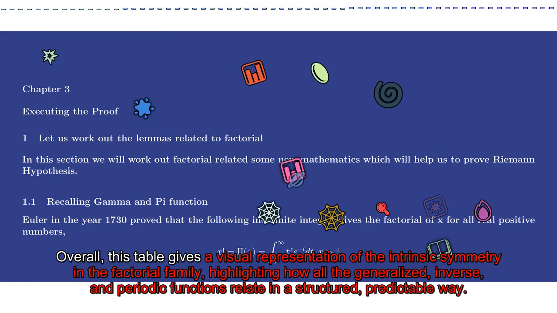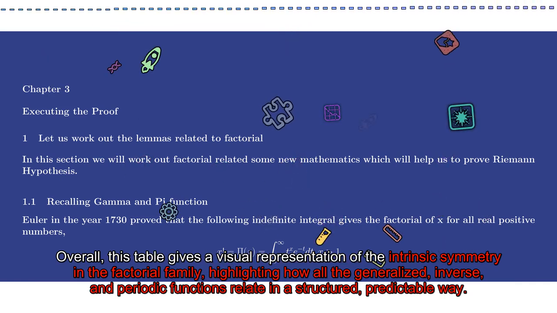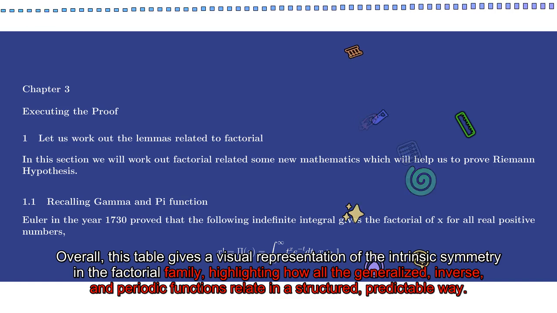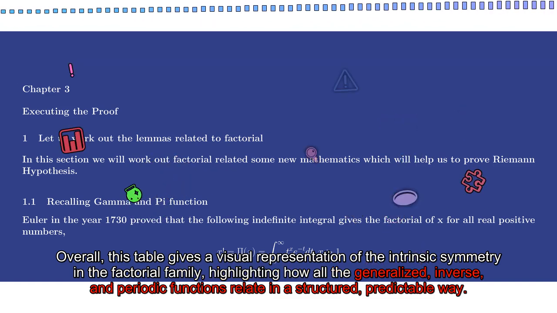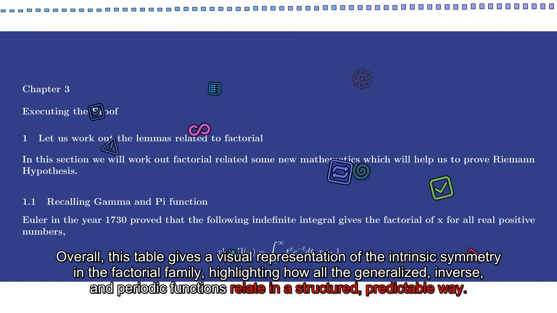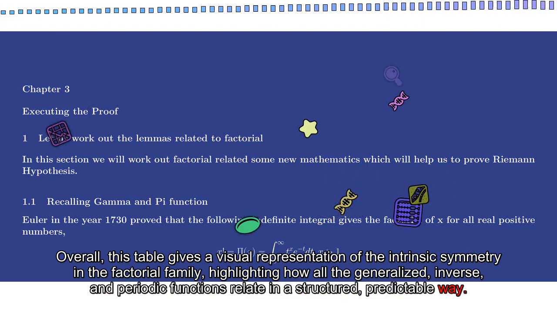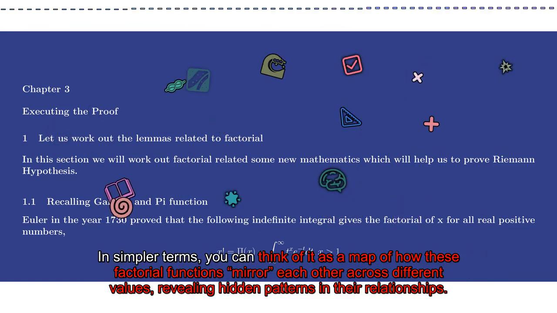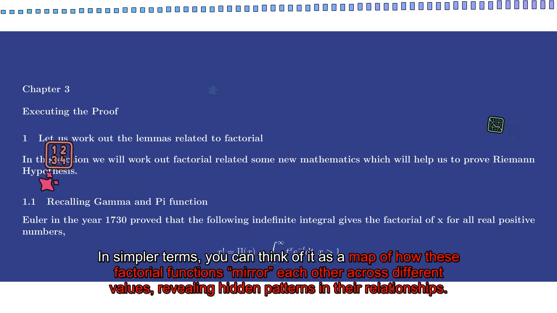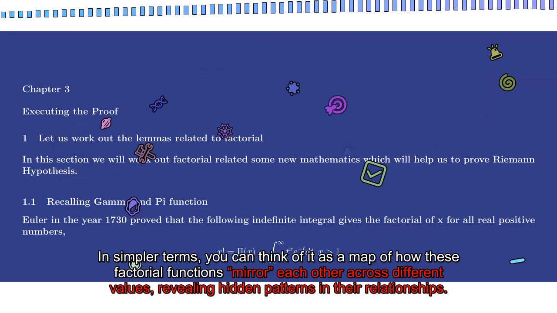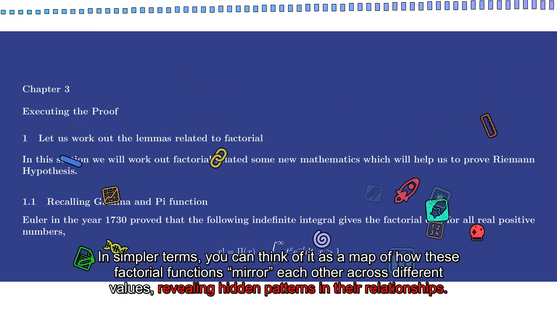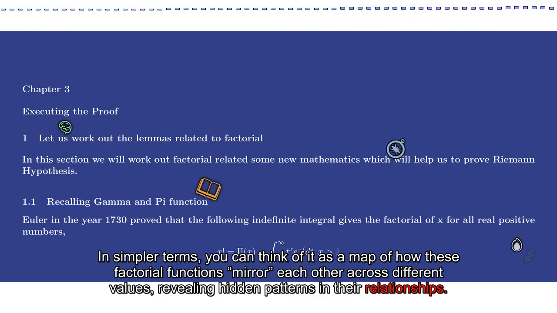Overall, this table gives a visual representation of the intrinsic symmetry in the factorial family, highlighting how all the generalized, inverse, and periodic functions relate in a structured, predictable way. In simpler terms, you can think of it as a map of how these factorial functions mirror each other across different values, revealing hidden patterns in their relationships.